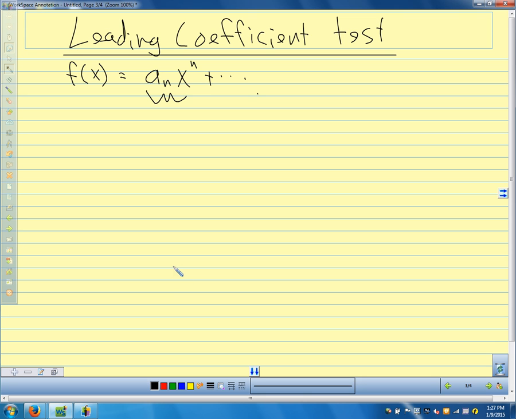So we're going to make a little chart here for our leading coefficient. In this column we're going to put a sub n x to the n. For this column we're going to say a sub n is positive, so our leading coefficient, this number, is positive. And for this column I'm going to say a sub n is negative. Here I'm going to say n is even, and here I'm going to say n is odd.